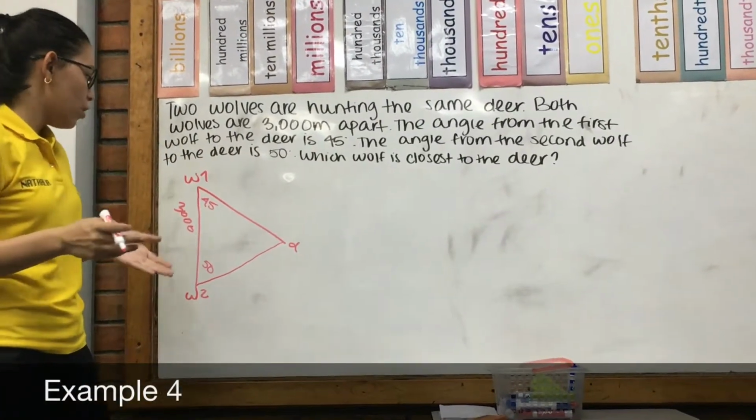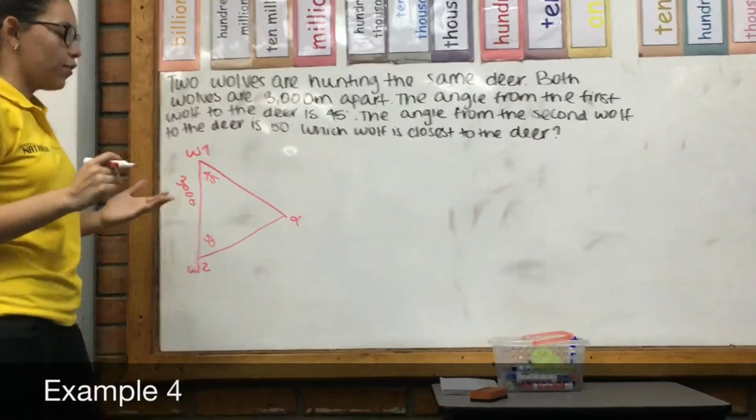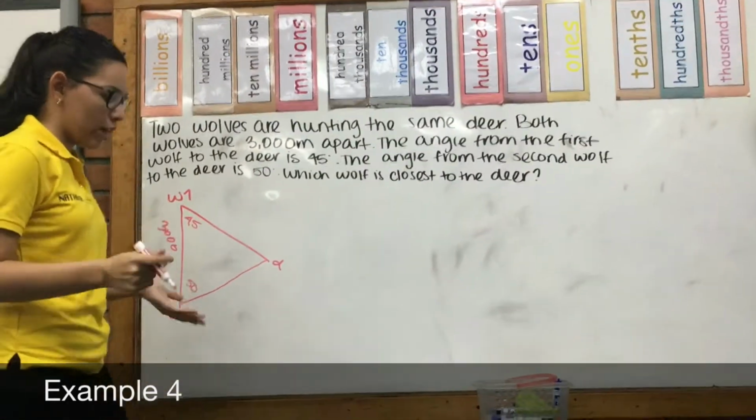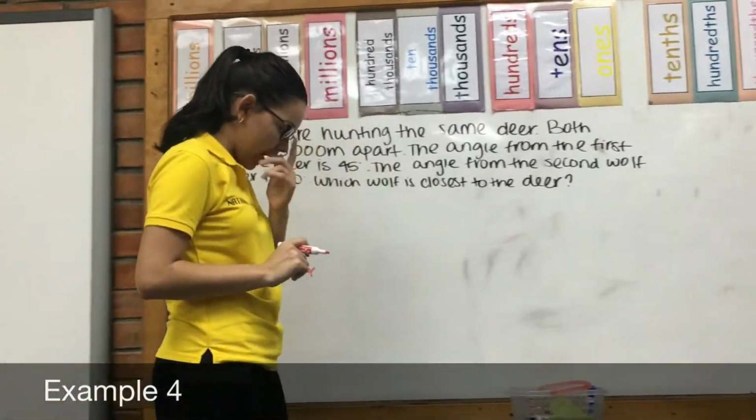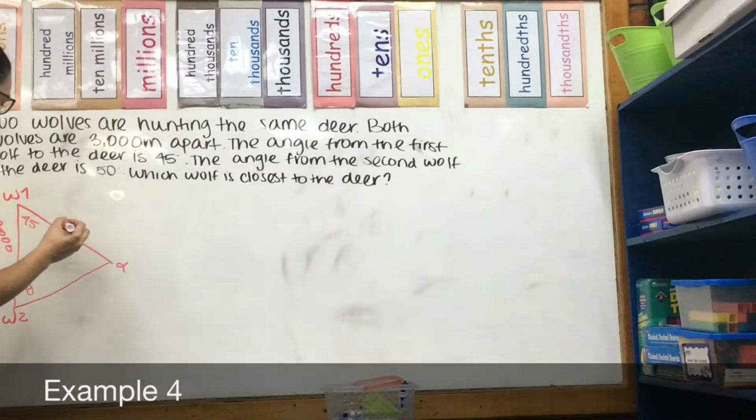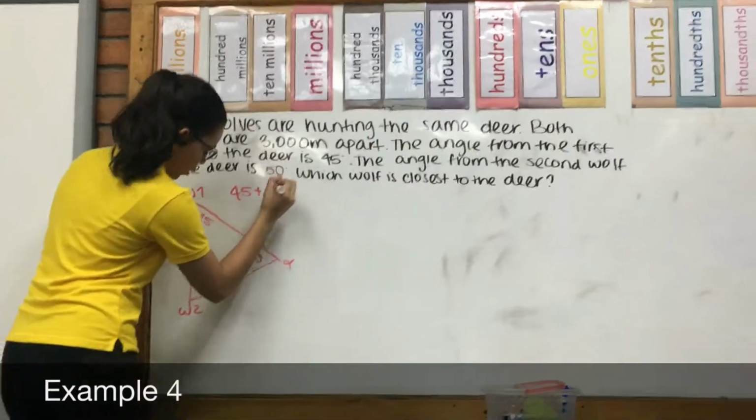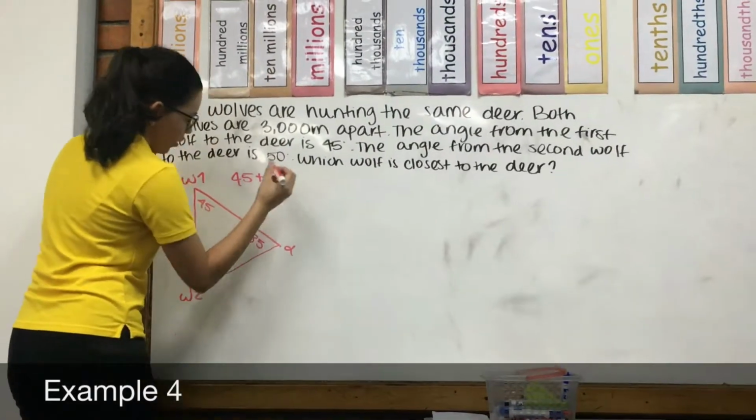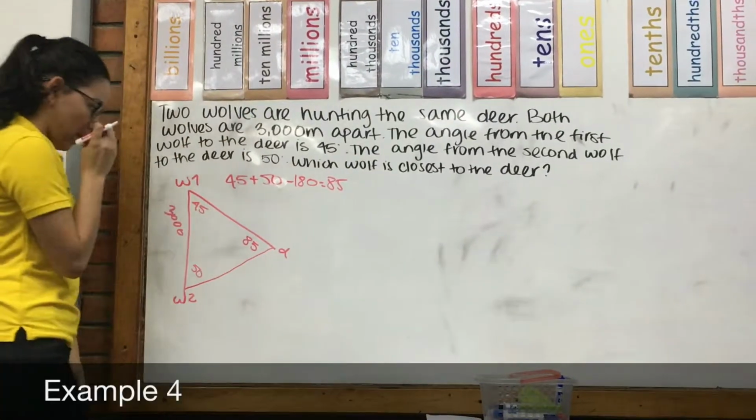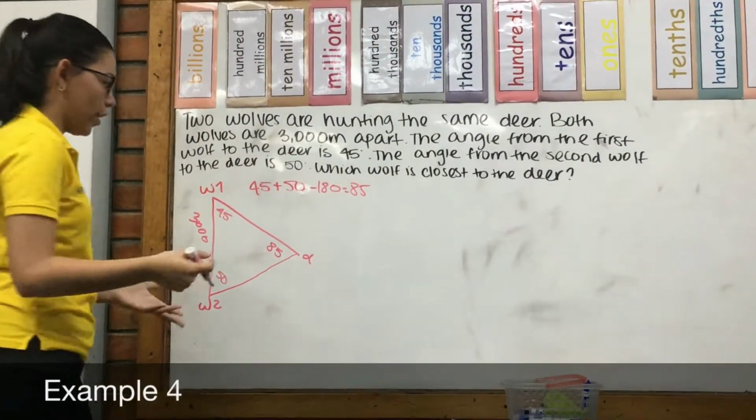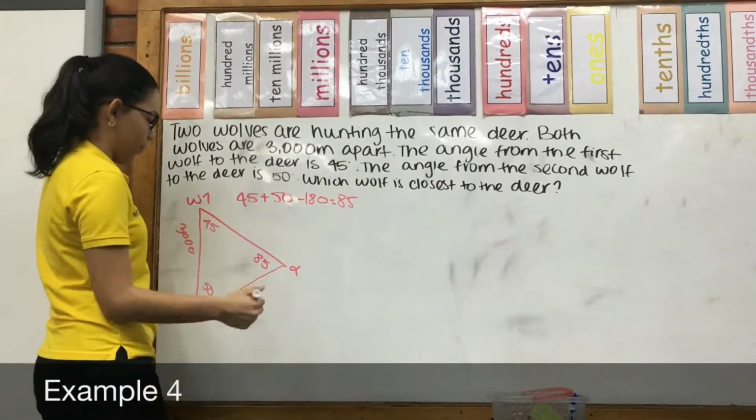So our first step would be to find the third angle since we have two. So 45 plus 50 minus 180, since every triangle measures 180. We have that our angle is 85 degrees. Then we will use the law of sines to find our sides. So we will do the 45 side first.